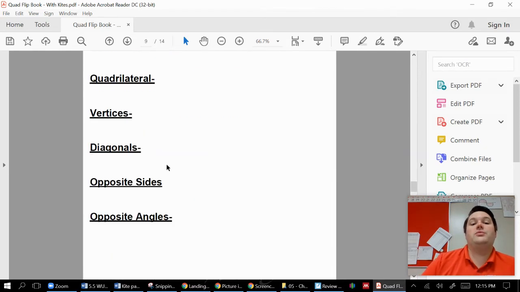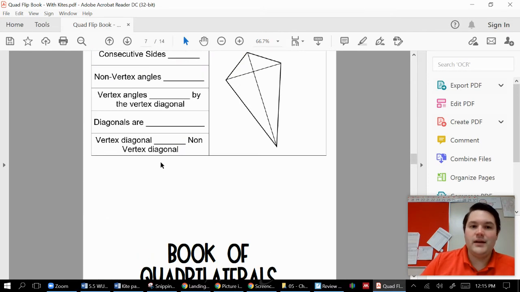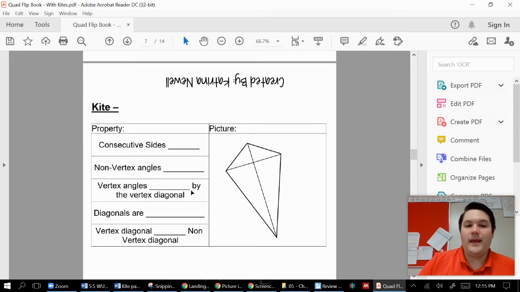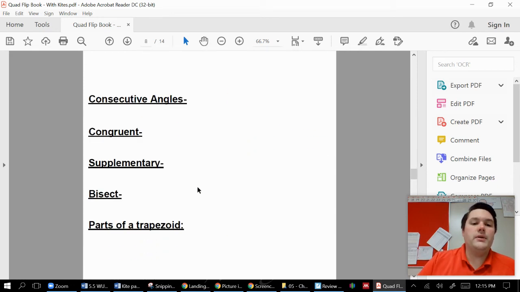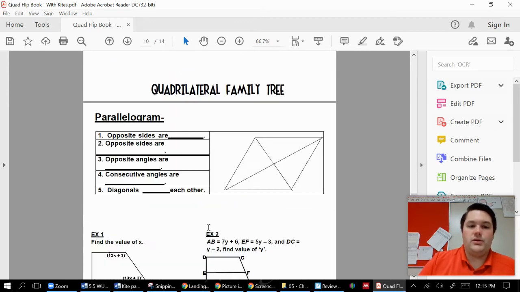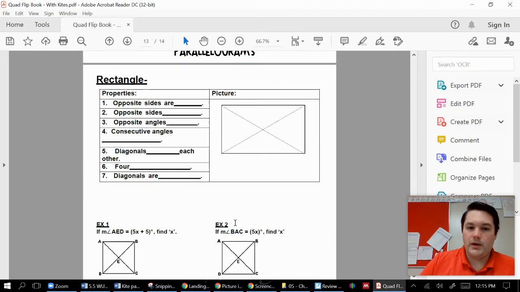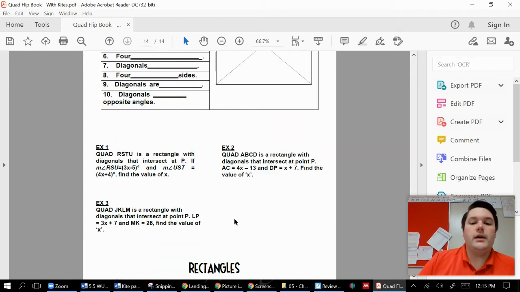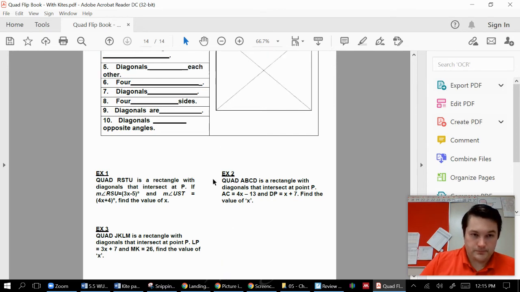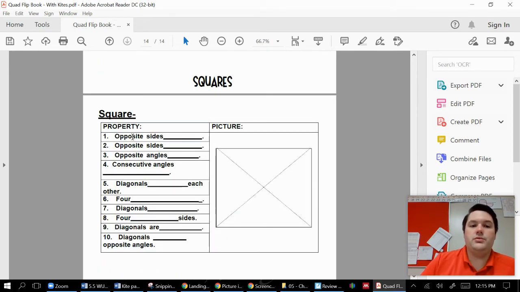But whether or not you make it into a flip book, if you were to start here, make sure you know all of these things. What are the properties of kites? Mark them into the picture. Here you've got some definitions that you need to make sure you know. And then it goes on to parallelograms, trapezoids, rhombuses, rectangles, squares. Go through all of those. Make sure that for each of these shapes, you know all the properties, mark them into the picture, and use that as a tool to study.